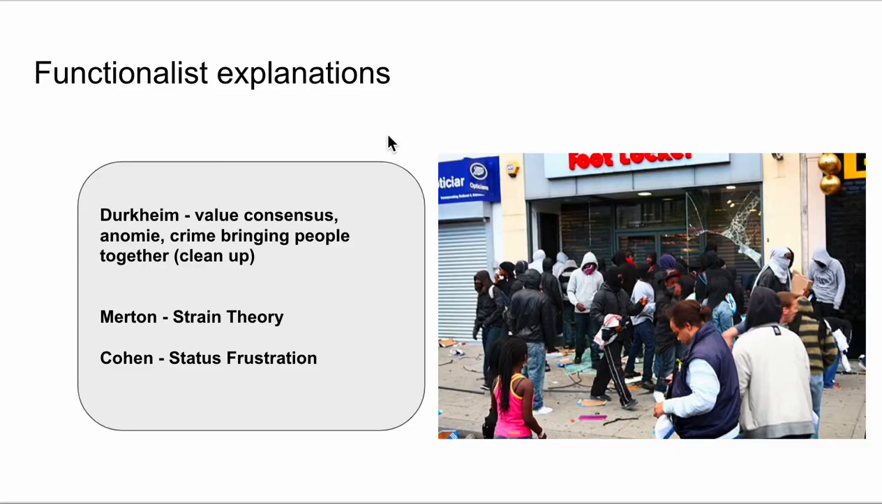So to begin with, functionalist explanations. Durkheim talks about value consensus and anomie, and I think it can be argued that the riots were an example of a breakdown of social order, a breakdown of the value consensus in a few parts of the country, a few parts of London, just for a few days, and there was a sense of anomie. So you could definitely use that when you're talking about the riots.